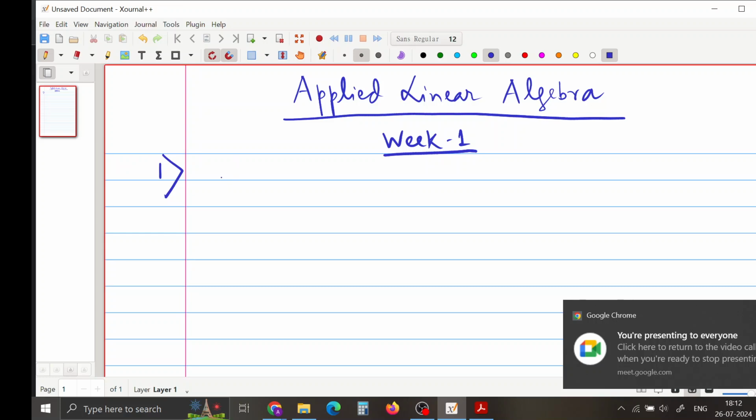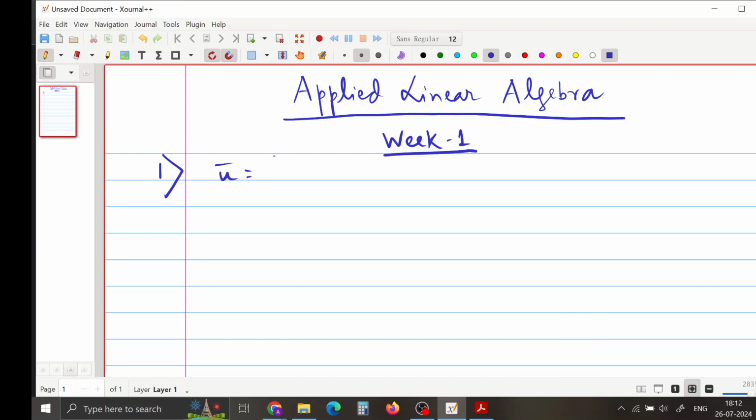So here I'll write down the two vectors which are given. Okay. So the first vector is a 4 cross 1 vector with these entries, and the second vector is the vector v, which is also a 4 cross 1 vector with the elements 2 plus i, 1, 3i, and -1.